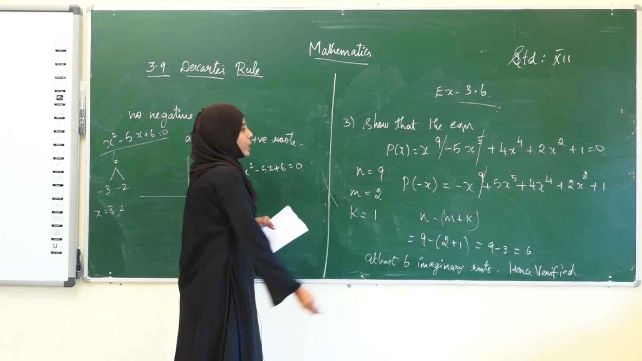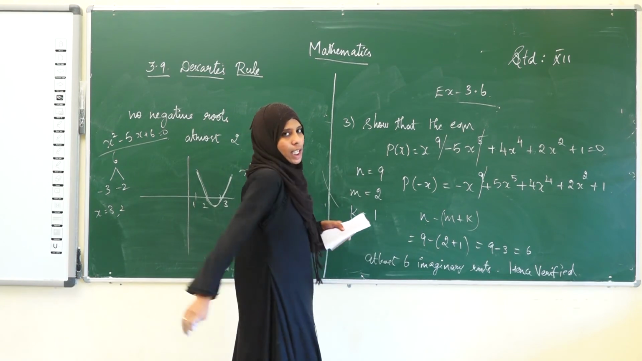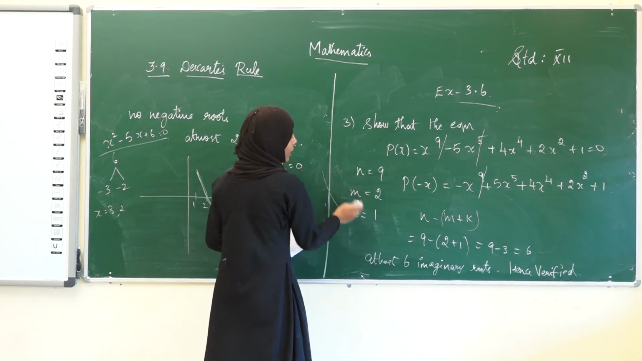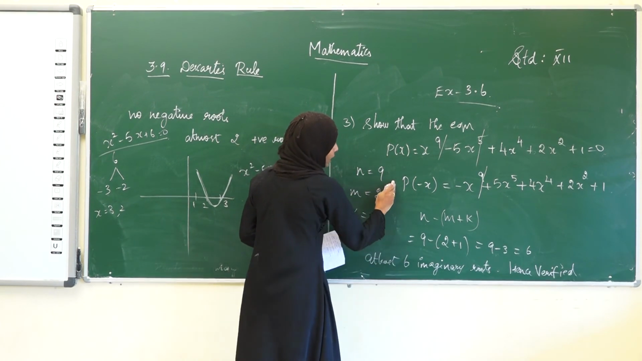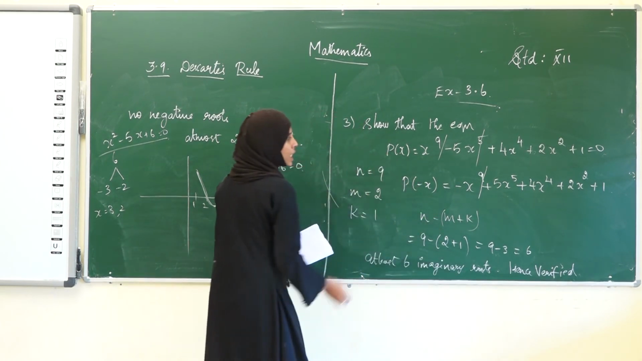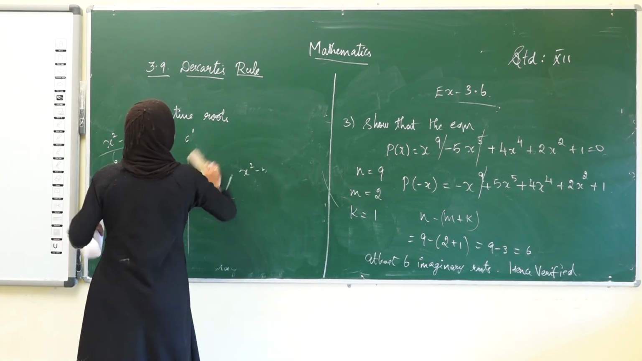They have asked us in the question to show that this equation has at least 6 imaginary roots. Therefore, we have shown that there are at least 6 imaginary roots in this polynomial equation. Okay.